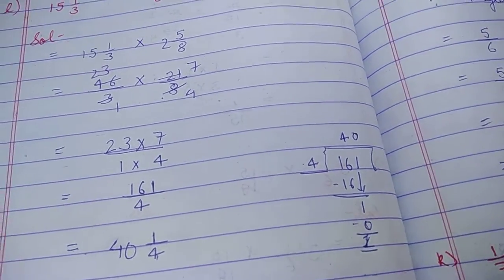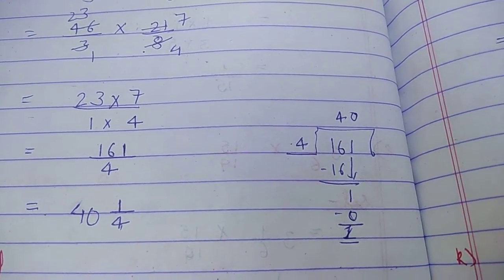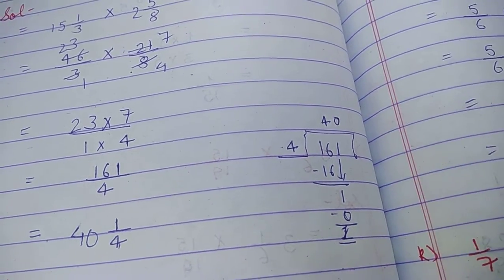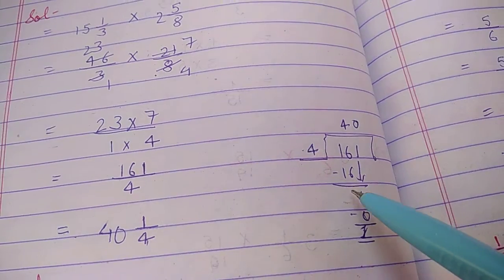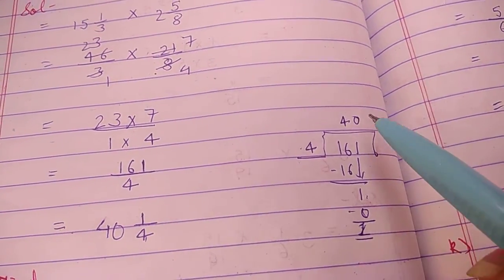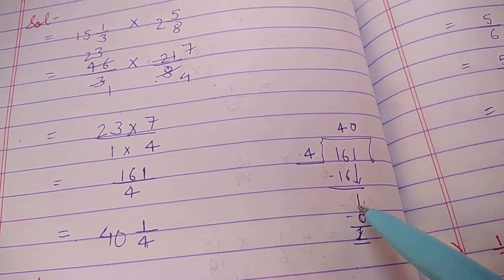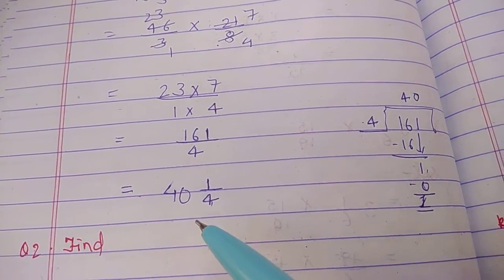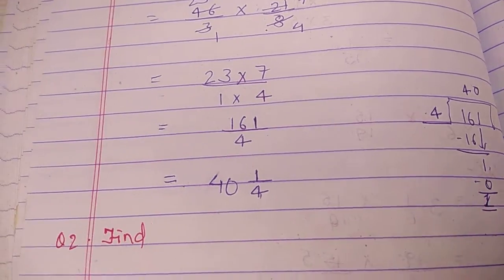Convert it into a mixed fraction. So we'll do the division. 4 4s are 16. 1 will be carried down, and then since 1 can't be divided by 4, we take it 0 times. So 40 is the quotient. So 40 whole 1 upon 4 is the final answer.